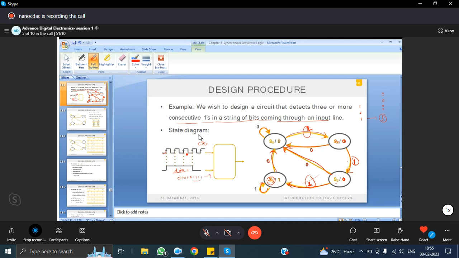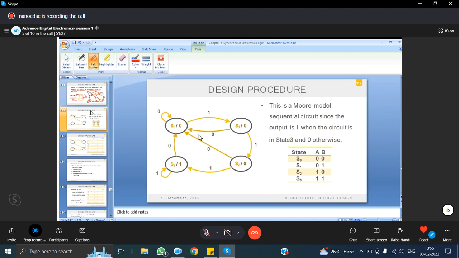The serial data is latched with the clock, and it will be given to your circuitry. Your circuit, whenever it detects a sequence of 3 ones, will generate the output 1, otherwise it will generate the output 0. So now let us do it. There are 4 states.